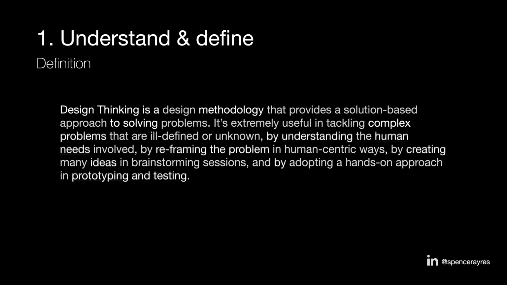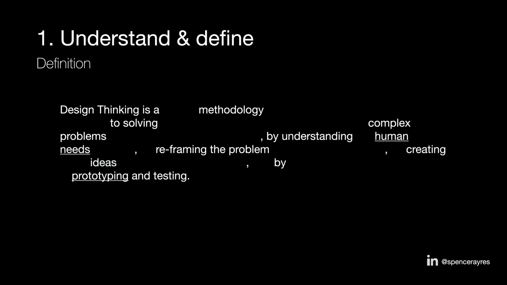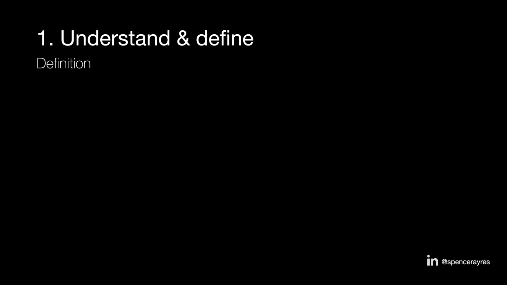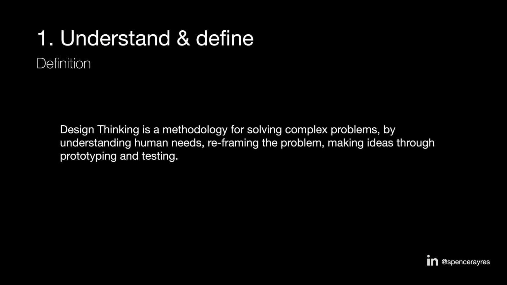Now, it's useful and it's accurate to a large extent, but it's not the whole truth. If we just take out the words that are extraneous, that aren't needed, then we get to a point where it says, design thinking is a methodology for solving complex problems by understanding human needs, reframing the problem, making ideas through prototyping and testing them. Super simple. There's this process, but it's all about solving complex problems.